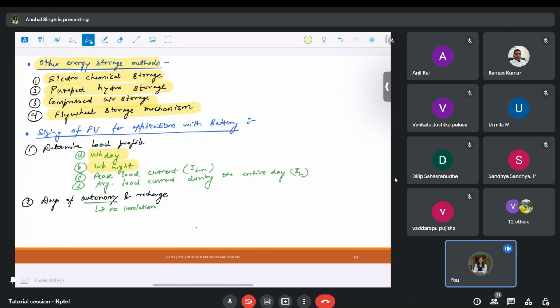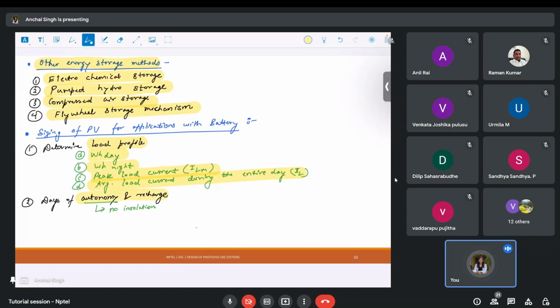Then we calculate the peak load current. What is the peak amount of load current that my load needs? Then next is the average load current during the entire day. These are the four parameters that I need to know, which constitute my load profile, in order to carry on the sizing calculation further.